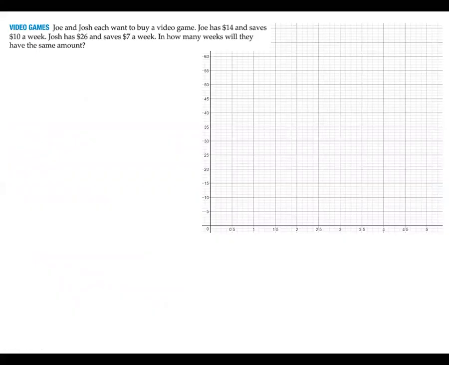All right, here's one for you to try. Joe and Josh each want to buy a video game. Joe has $14 and saves $10 a week. Josh has $26 and saves $7 a week. And how many weeks will they have the same amount? Go ahead and pause the video.